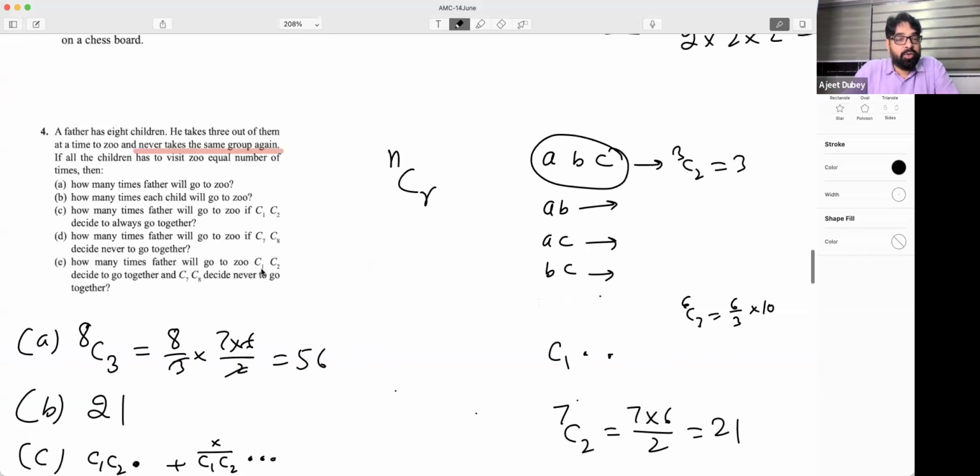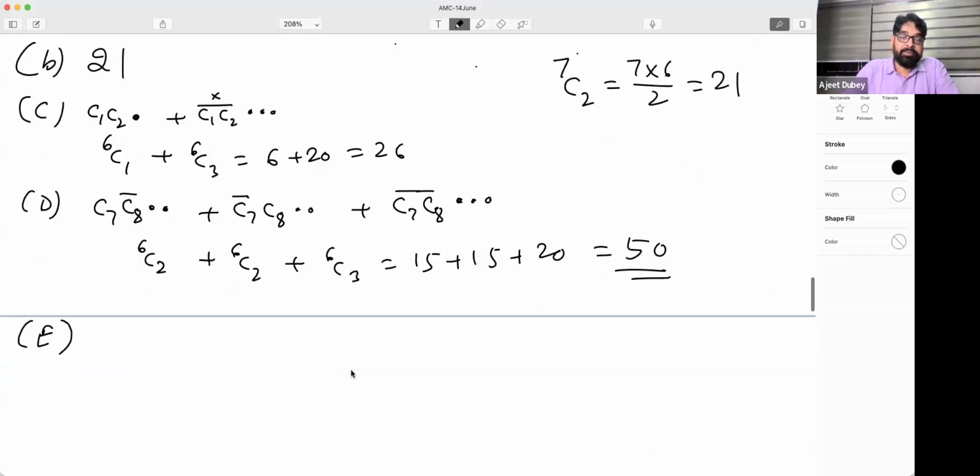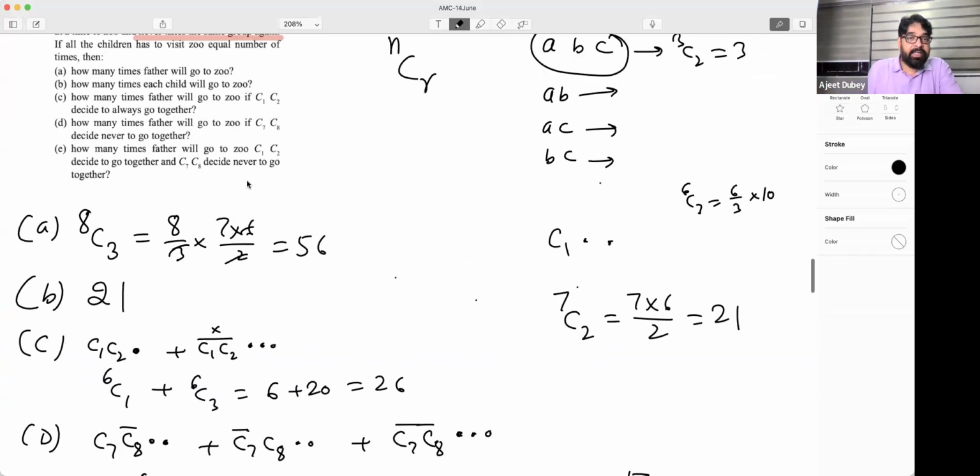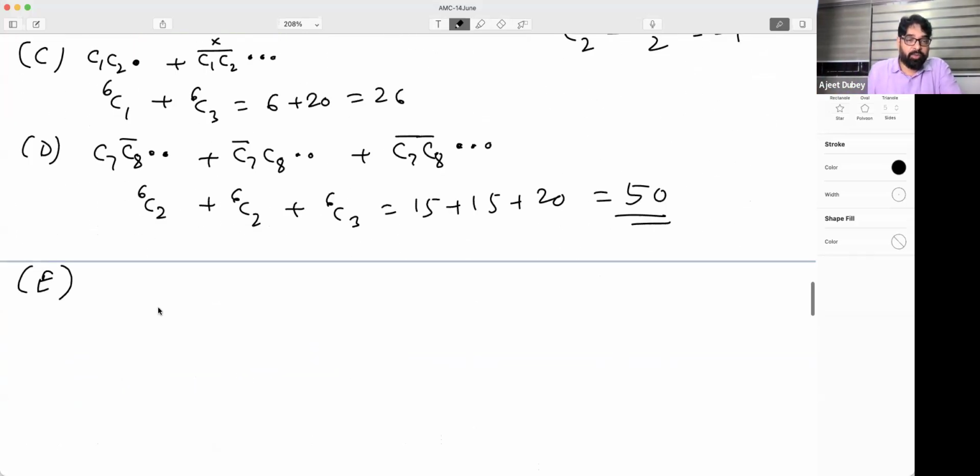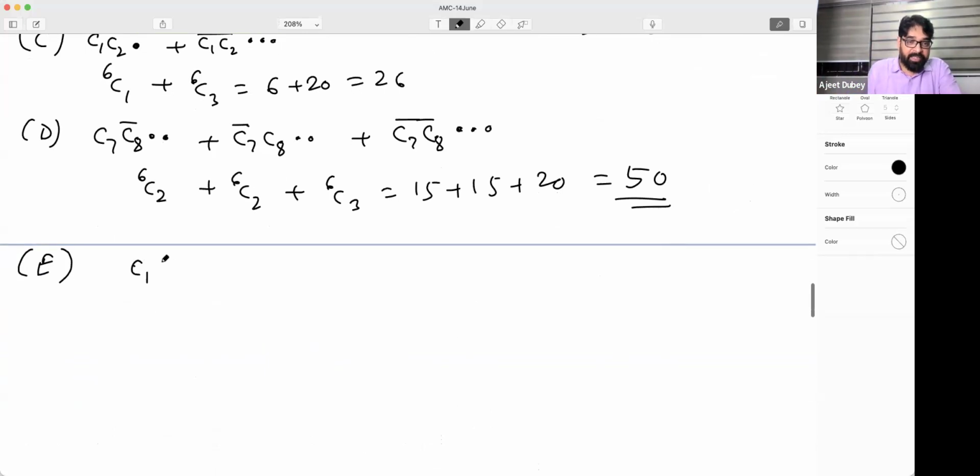How many times will father go to the zoo? C1, C2 decided to go together. C7, C8 decided never to go together. Okay. C1, C2 decided to go together. That means maybe C1, C2 is coming and one more child is coming. Or C1, C2 coming.